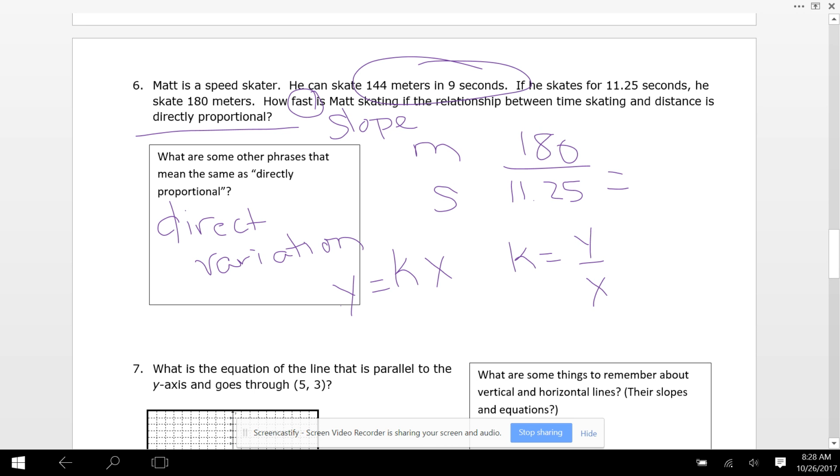So my y is 144, and my x is 9, because my 9 seconds would be my x, because that's my independent variable. 144 divided by 9, I'm sure I should know what that is. 16. So k equals 16, which is the speed, which is what it asks for, meters per second.